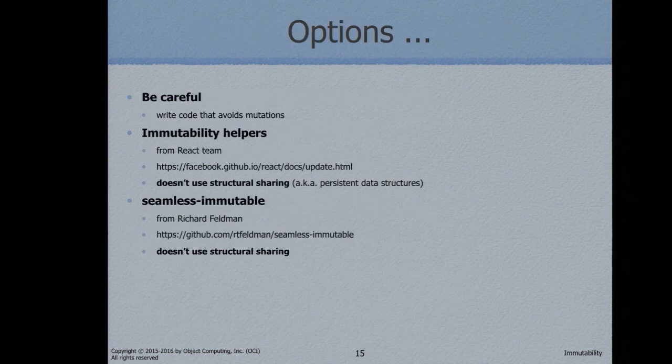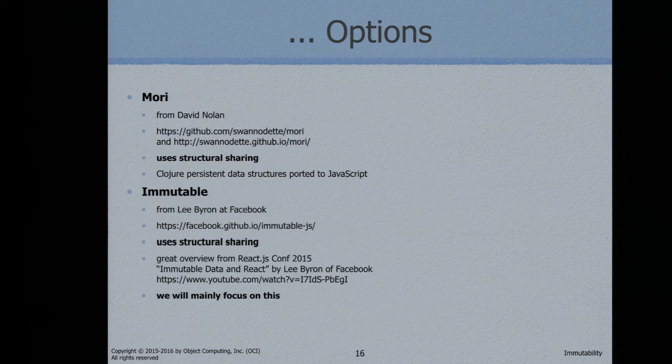So what are the options for doing this in JavaScript? Well, one option is don't use any library. Just be really careful. And you can do this, but maybe you won't trust yourself to do it correctly all the time. So it's kind of a dangerous choice. Another choice is this thing called Immutability Helpers that's part of React. It doesn't use structural sharing, though, and so that's a big downside of it, is that you'll really use a lot more memory with that approach. Another one is seamless-immutable, also doesn't use structural sharing, but has some interesting properties that I'll talk about in just a bit. Then these last two do use structural sharing.